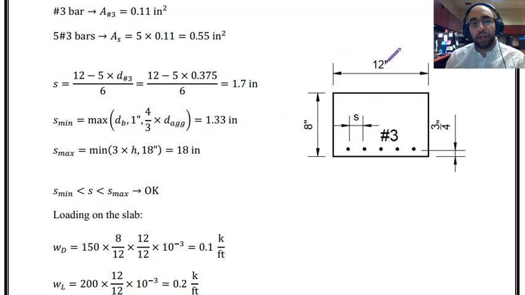So these are the final section information. Width is equal to 12 inches. 8 inches is the height. We have 3/4 inch of cover below the reinforcement, and I have 5 number 3 bars, and the spacing is mentioned over here.